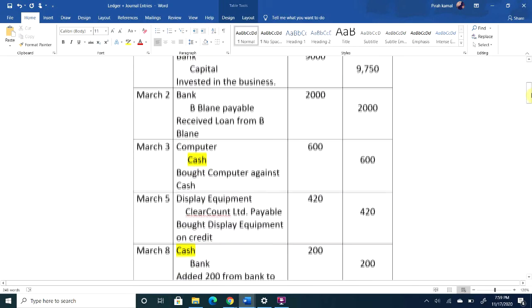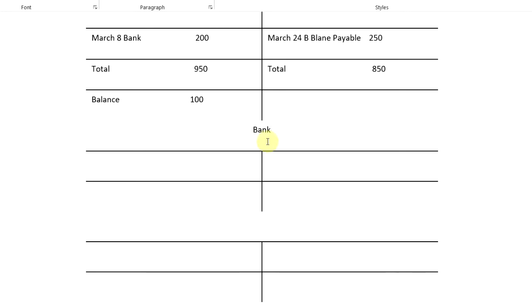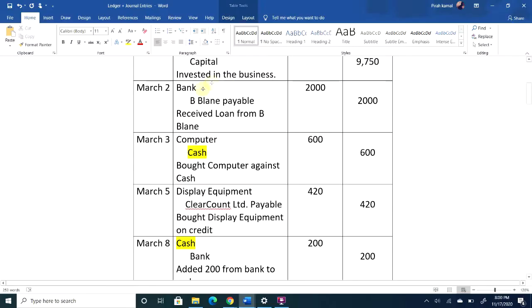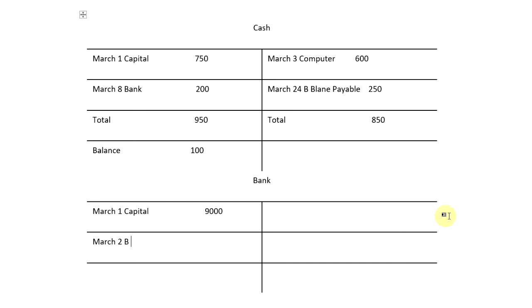Perfect. Now we are going for the next ledger account, which is bank. First one is March 1, capital 9,000. Easy peasy, we did this in the cash ledger account as well. Next is March 2, B Blaine payable 2,000. We received a loan, remember? So we are going to write that. Both of these are on the debit side.